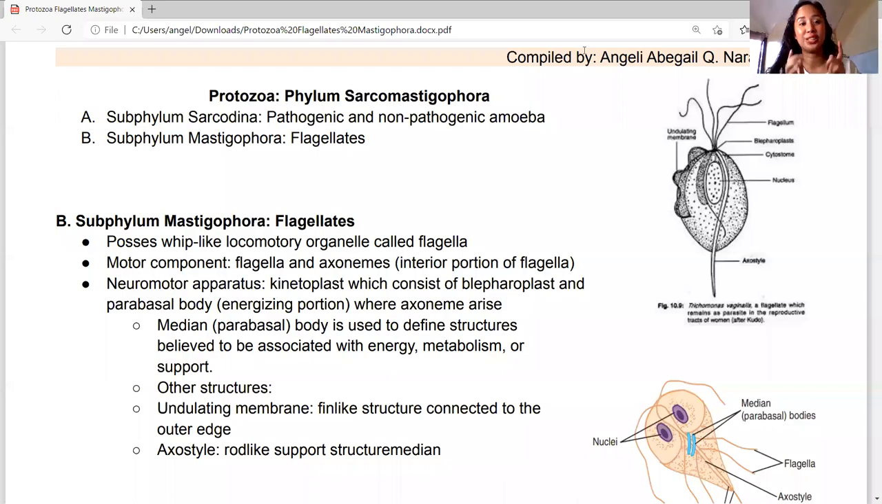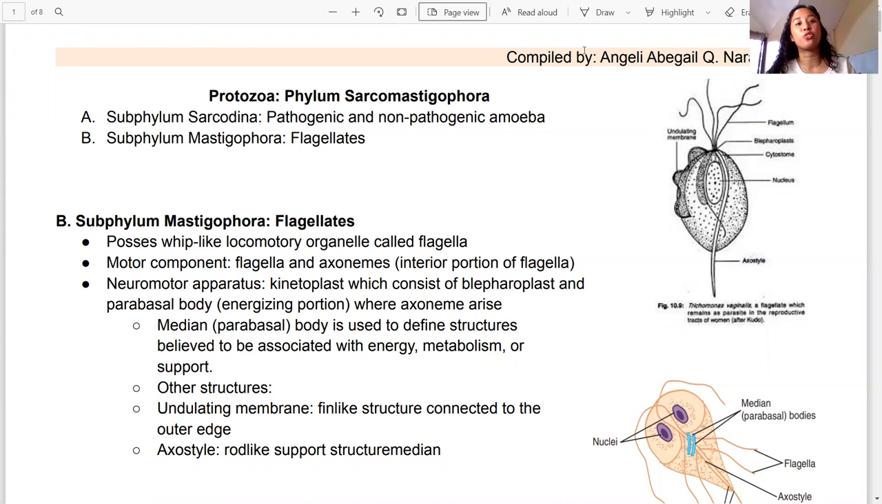Hello guys, so our topic this time is flagellates. For the first part of the discussion, let's focus on intestinal and genital flagellates. So we're now on the Mastigophora. Let's start.